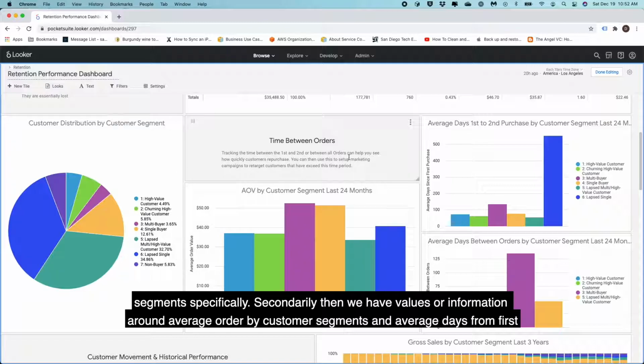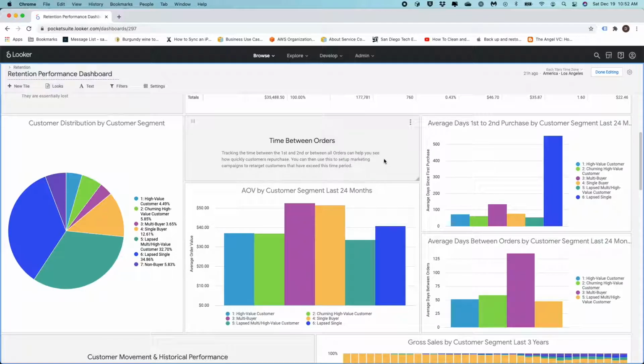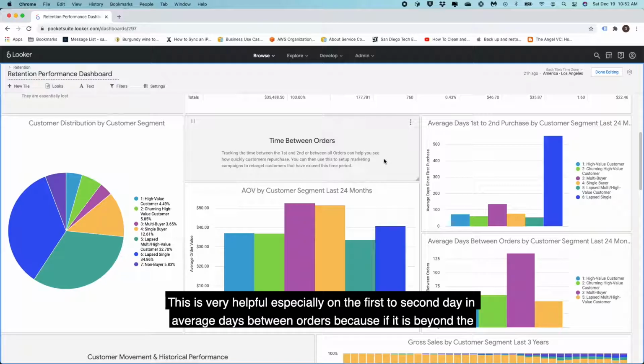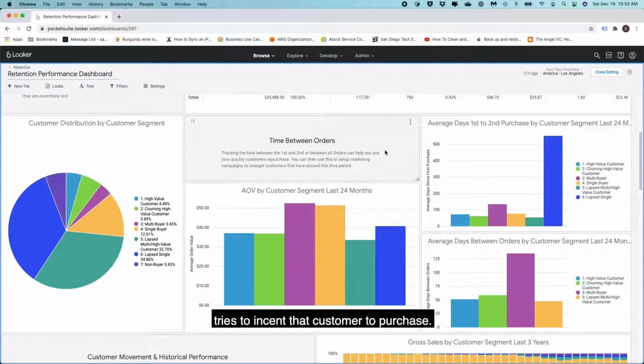Secondarily, we have information around average order value by customer segment, average days from first to second purchase, and average days between orders. This is very helpful, especially the first to second purchase and average days between orders, because if it is beyond the amount of time since a segment has purchased, then we may want to send a specific type of reminder or re-engagement or offer that tries to incent that customer to purchase.